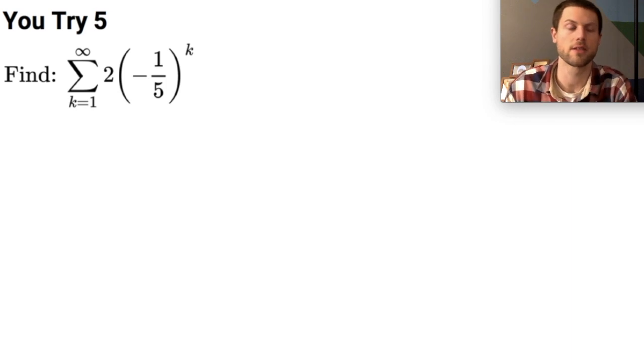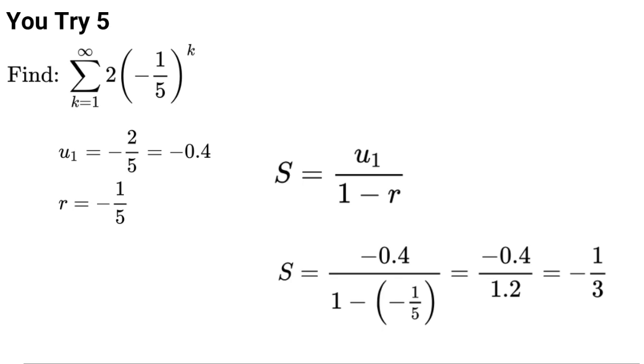Why don't you try this last example here, pause the video, give this one a shot. All right, and here's my solution to the problem here. Once I found my first term and my common ratio, I was able to plug it into the formula and come out with an answer of -1/3 for that infinite sum.